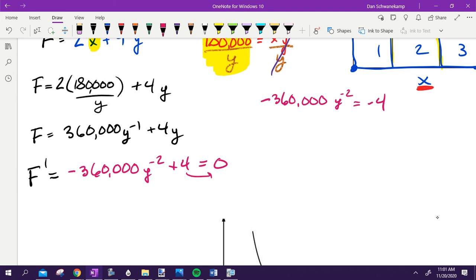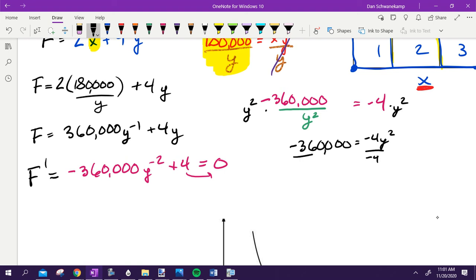What could I write instead of y to the negative 2? Divided by y squared. I don't want to solve it with the y squared on the bottom. How would I get rid of the y squared? Multiply both sides by y squared. So basically, that y to the negative 2 really just means I need to move it to the other side. So then I get this problem. Negative 360,000 equals negative 4y squared. Now it looks a little more normal. It looked really strange there for a second. Divide by negative 4.